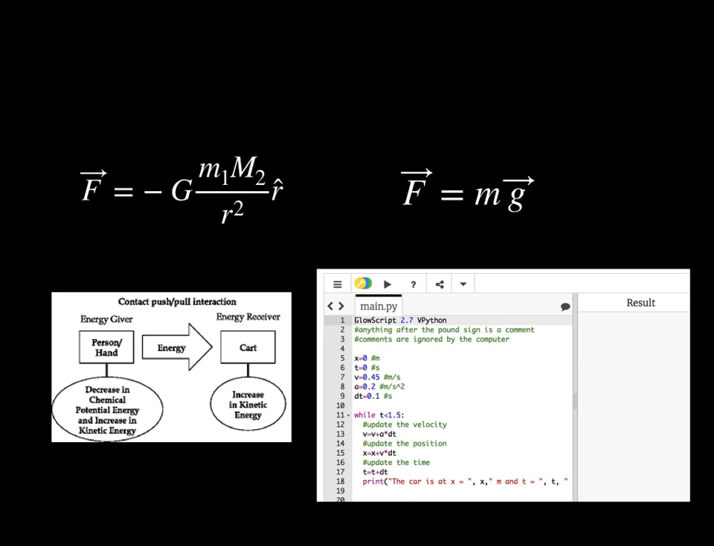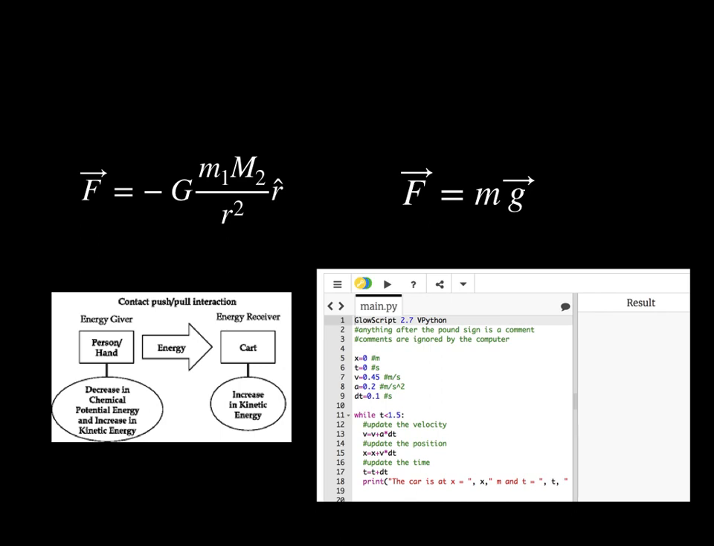So we have a couple other models. I have an energy chart here that shows the interaction between objects, like when a hand pushes a cart and makes it move. And so it doesn't have to be a mathematical equation for a model. It can be a conceptual idea. And then we have this computer program here that I wrote. That's another model. We can make a computer program as a type of model. So we have all these types of models.